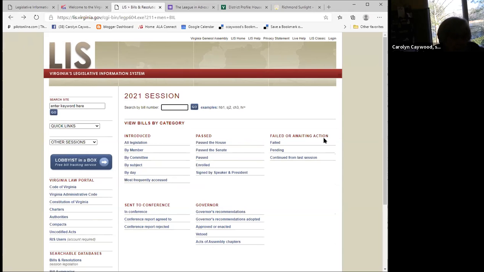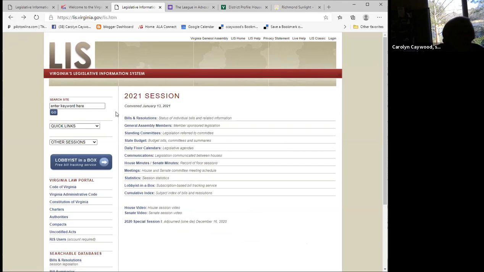And then we've got where they are in the process. Later on, you'll be able to see if the governor sent it back with tweaks and how they felt about it. You'll be able to see if the House and Senate versions weren't the same and they set up a conference committee. So that was everything under bills and resolutions. I mean, there's more, but all that we looked at was under bills and resolutions.